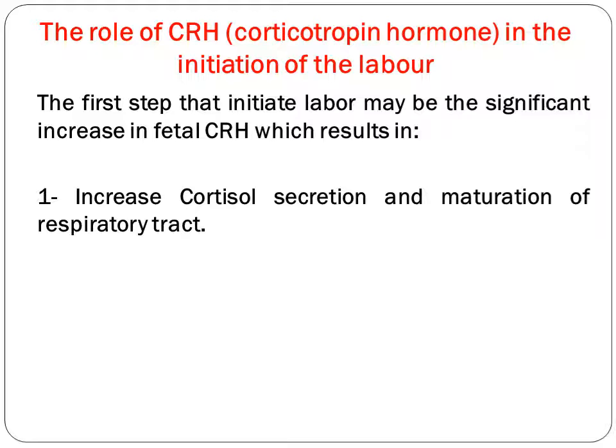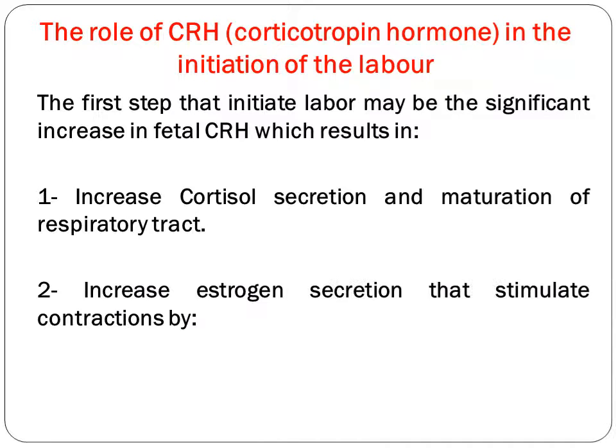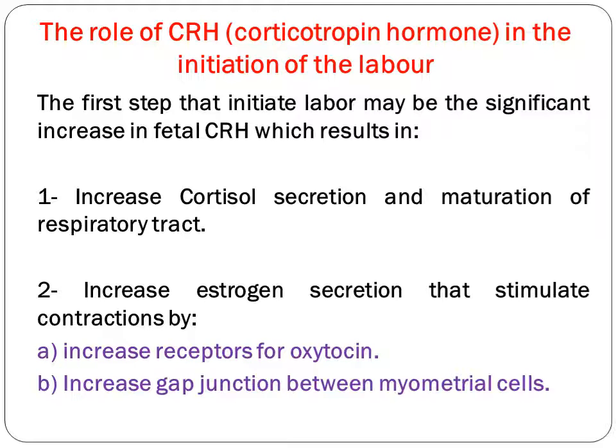initiation of normal respiration. Also, this will increase the estrogen secretion, and the estrogen secretion will increase the contraction by increasing the receptors of oxytocin, as we mentioned before, and increasing the number of gap junctions between the myometrial cells so the contraction becomes more forceful. It will also increase prostaglandins, which also increase the uterine contraction.